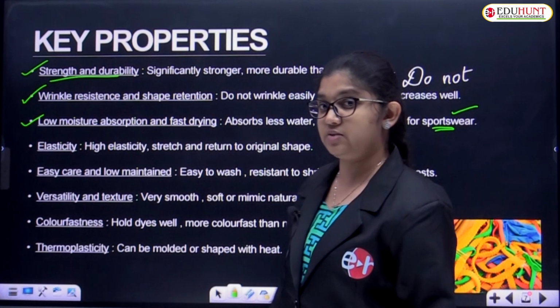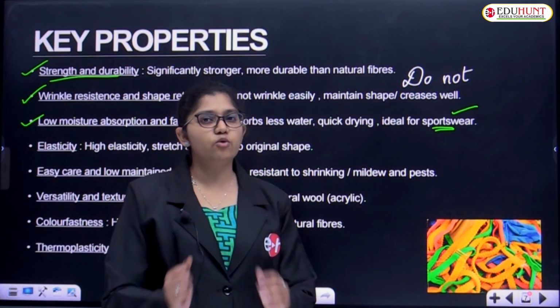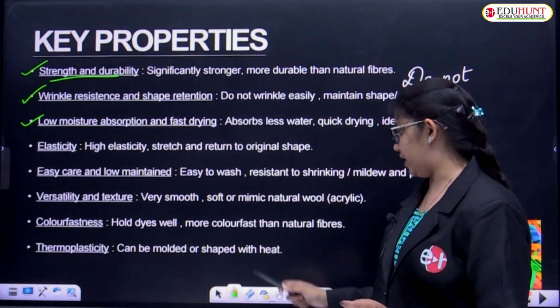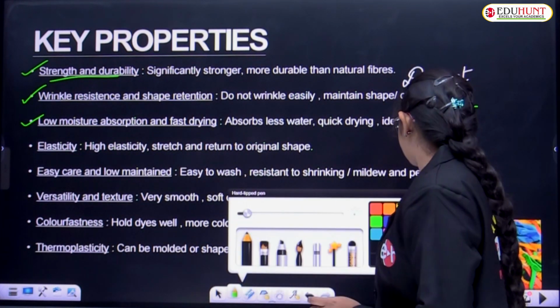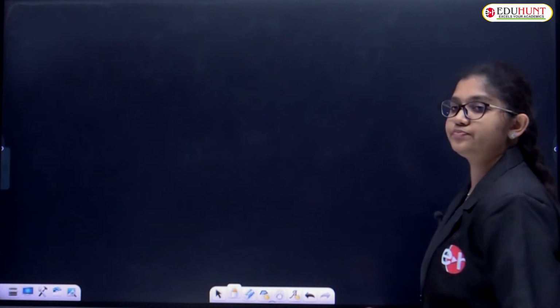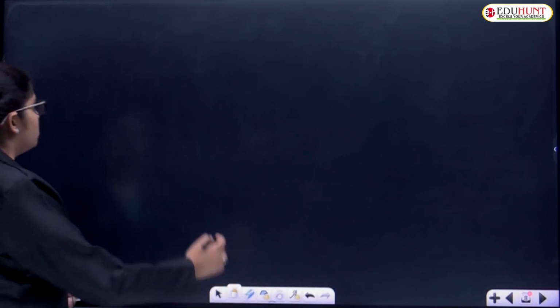The sportsperson will wear these kinds of synthetic fabrics. Okay, children, I want to include an activity here. For this point, I want to tell you an activity. Take a piece of natural cloth, for example cotton cloth. Also take a piece of synthetic cloth, any synthetic cloth you wish. It may be rayon, nylon, polyester, acrylic, spandex, whatever it is.